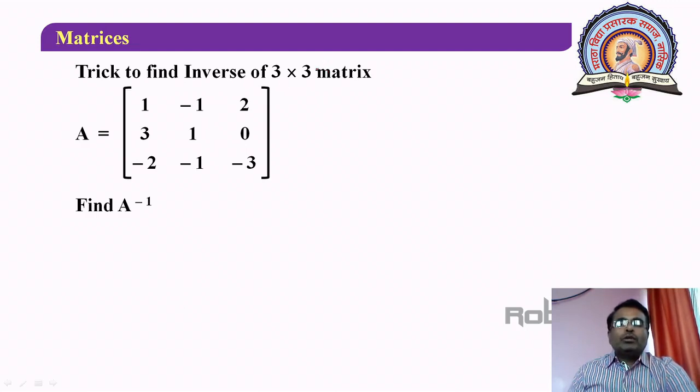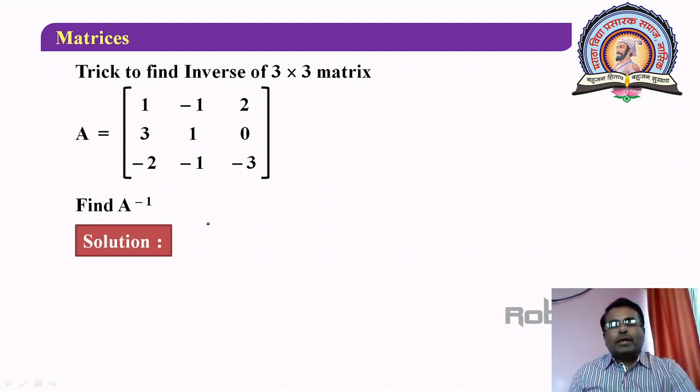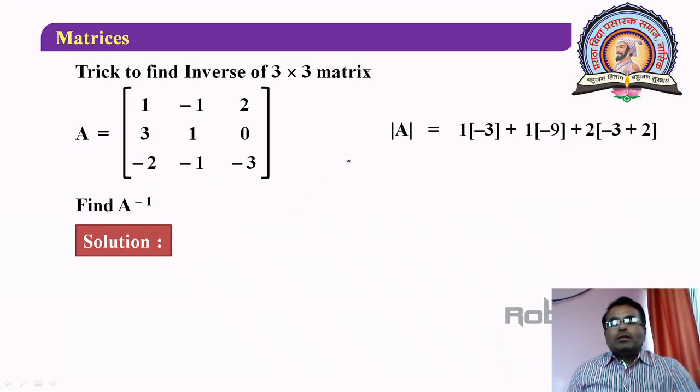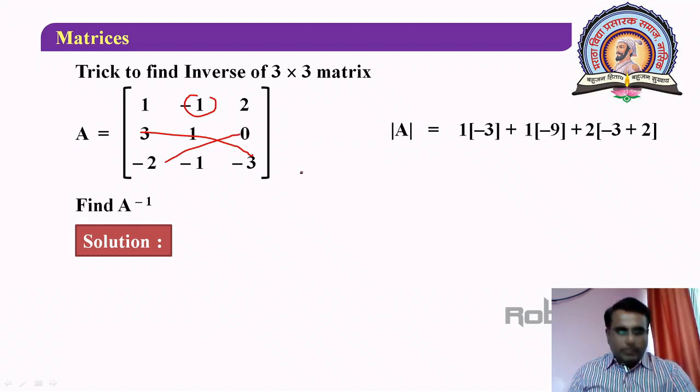If you want to find the inverse of a 3 by 3 matrix, then for that you have to consider A equal to the matrix 1, minus 1, 2, 3, 1, 0, minus 2, minus 1, minus 3. To find A inverse, consider the solution in this way. Again, you have to consider the determinant. The determinant is equal to 1 into minus 3, then minus minus plus 1 into the product of these minus the product of these two, that is you will get minus 9, and plus 2 into the product of these two elements minus the product of these two elements.